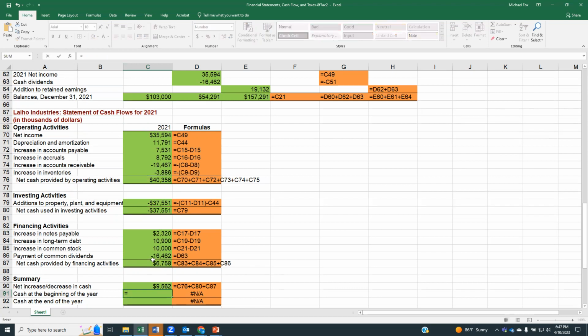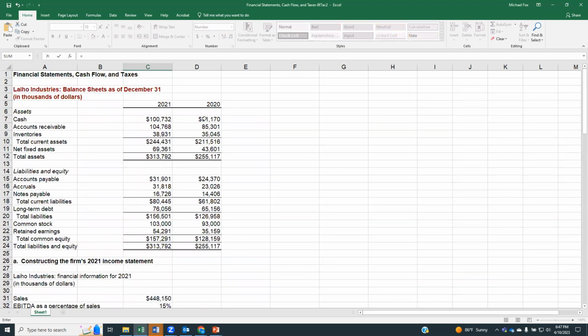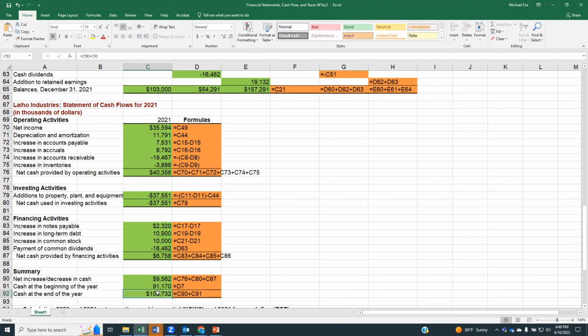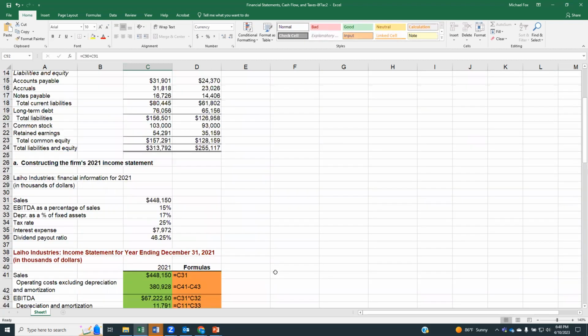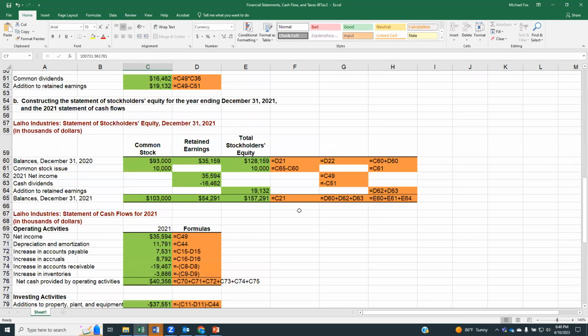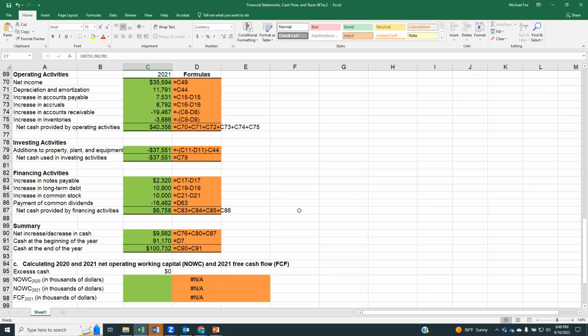Then my cash at the beginning of the year, I go up to my balance sheet and look at last year's cash. That was my cash at the beginning of the year. And then I should be able to add these. So my increase to cash plus my cash at the beginning of the year. And if I scroll up to my balance sheet, that should match my cash at the end of this year, which it does. So that's a good sign that I did it right, even though I got a little confused there for a moment. All right.